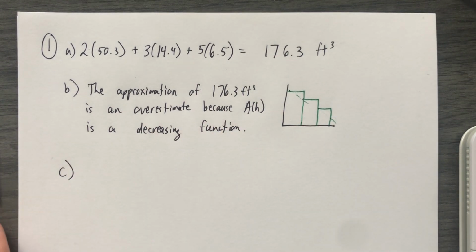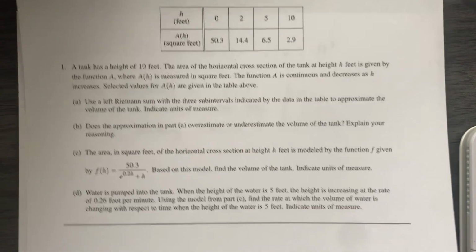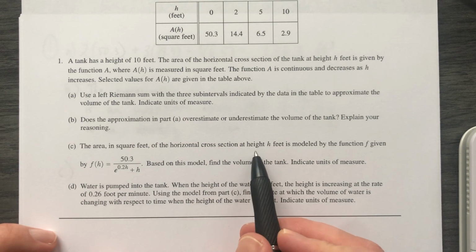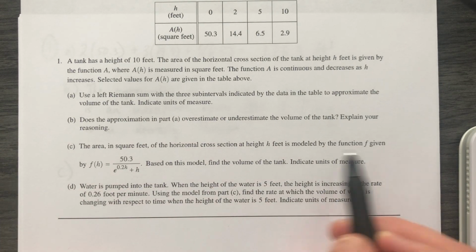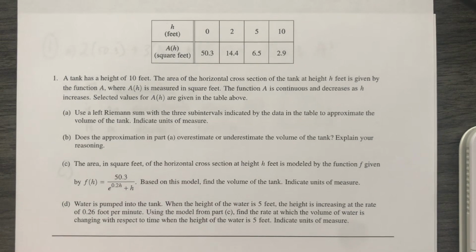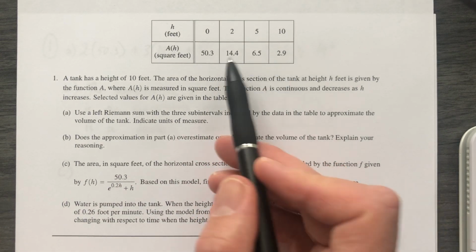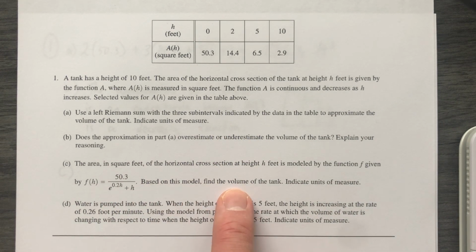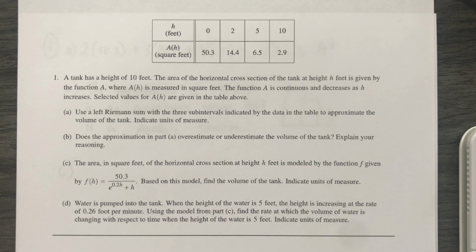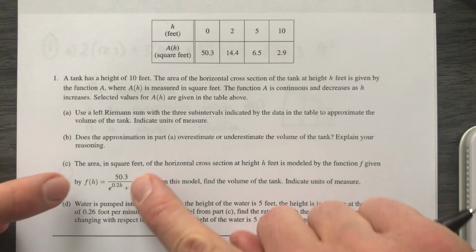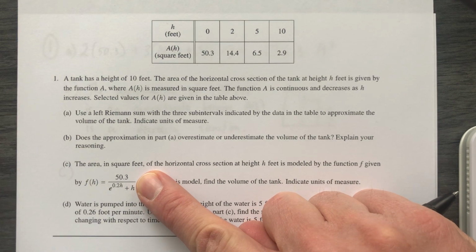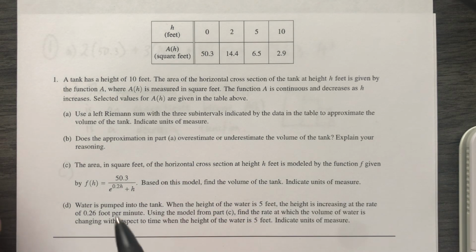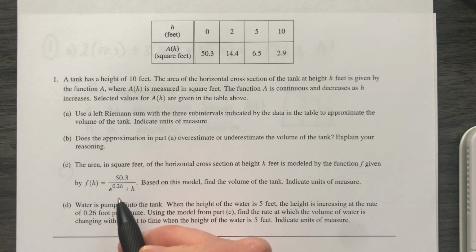Part C. The area in square feet of the horizontal cross-section at height h feet is modeled by the function f given by this. Now you might be saying, well, haven't they already told me the values? They told you the values, but now we're modeling it in a different way with a different function. Based on this model, find the volume of the tank, indicate units of measure. So what we're going to do is basically add up an infinite number of areas to find volume. So we're going to accumulate area and get volume.